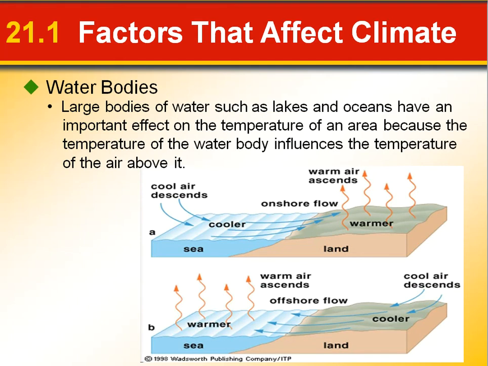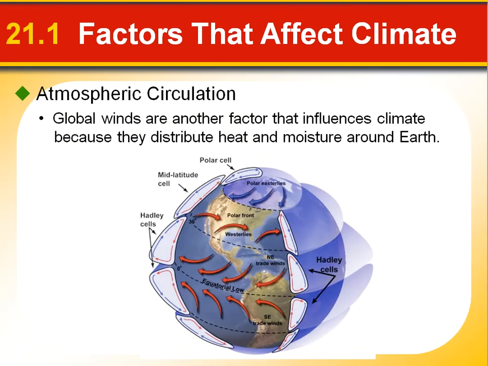Okay, factors that affect climate, water bodies, large bodies of water. We've studied this in the lab. We know that the earth warms up and cools down much quicker. The water warms up and cools down much slower, so it tends, again, to be a kind of moderating factor there. Large bodies of water, such as lakes, and of course the ocean, tend to moderate climate.